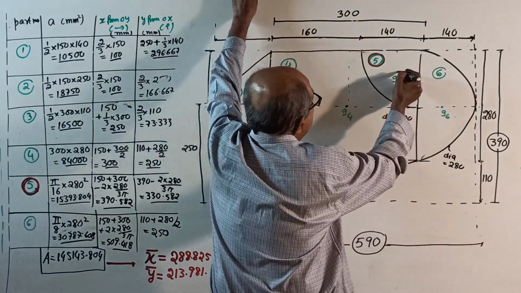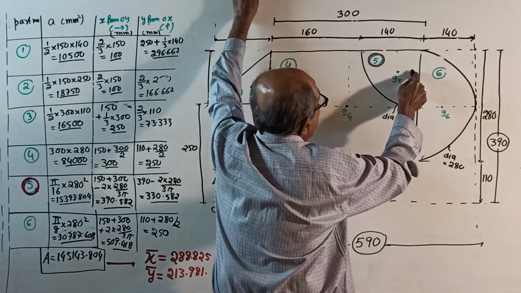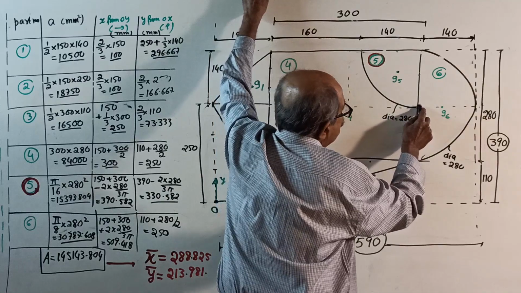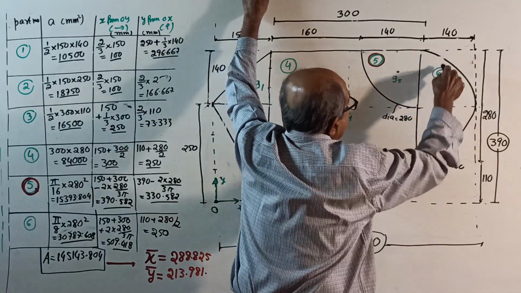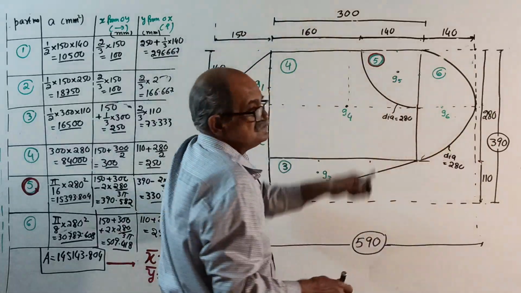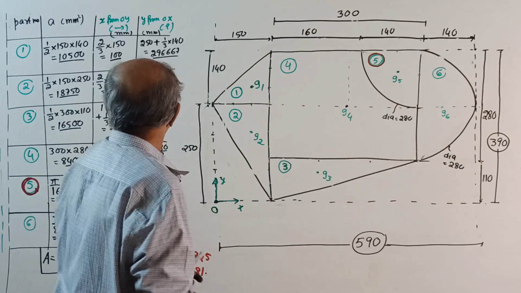Okay, G5. 2D by 3 pi. Here, this way 2D by 3 pi. But this way, exactly the center of 280. That much is sufficient. Start.